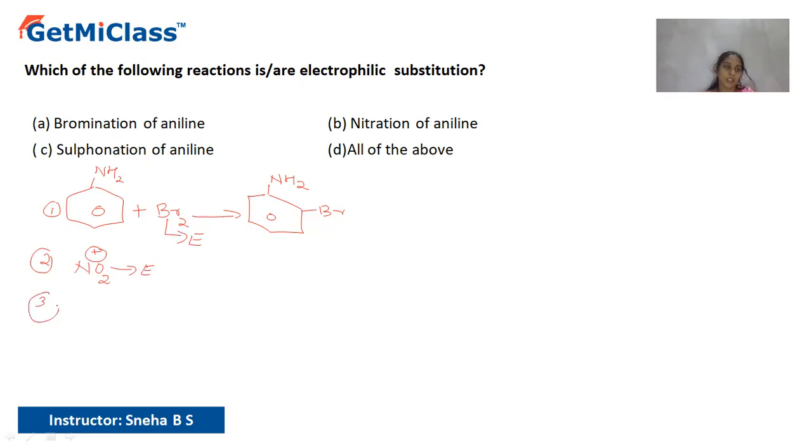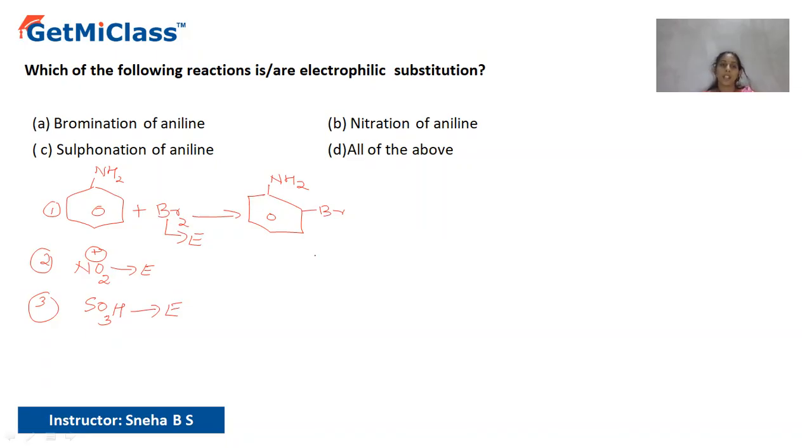If we move on to the sulfonation, that is treating with sulfuric acid. In this reaction, SO3H acts as an electrophile. So in all the three options, this is an electrophilic reaction itself, because in all the three, the electrophile comes and attaches to the aniline group.